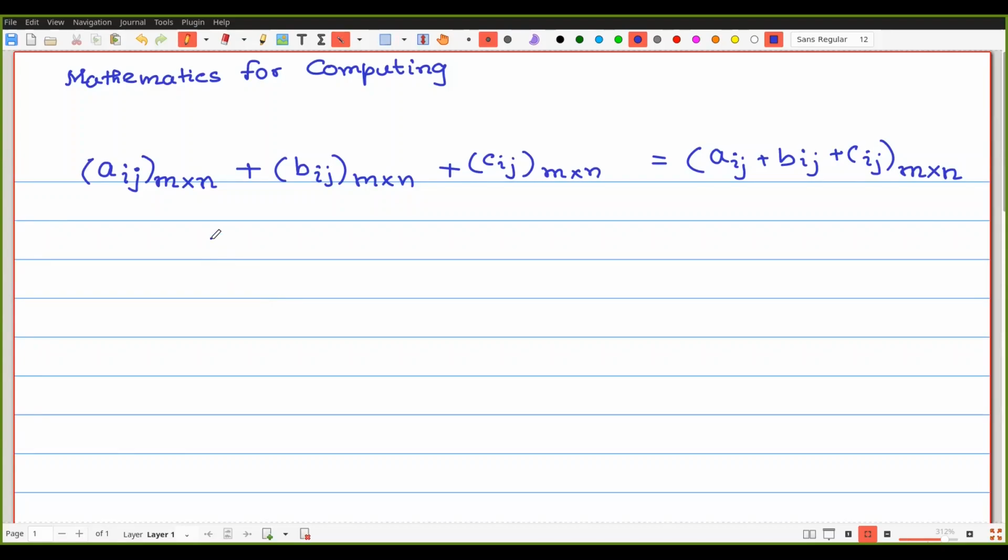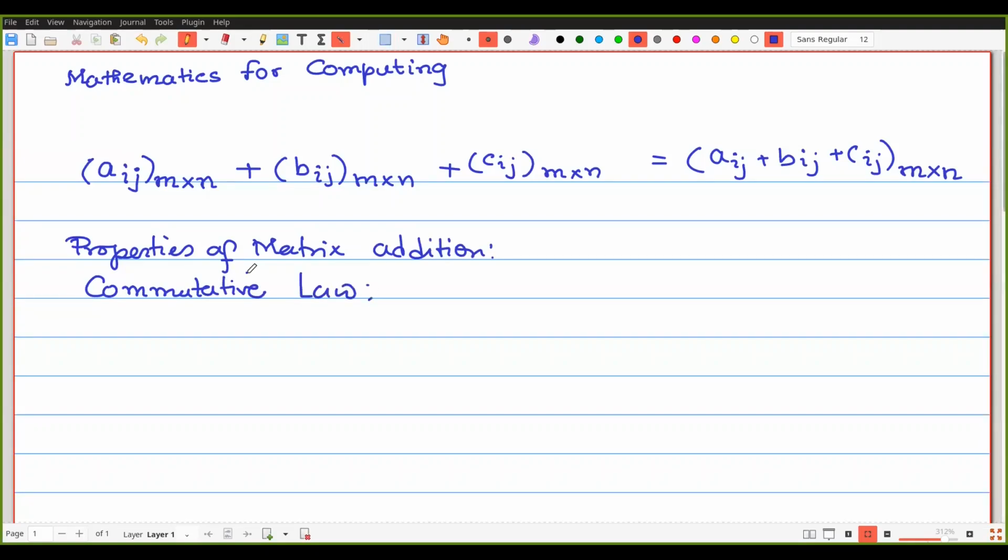Next, what are the properties? Properties of matrix addition. The very first one is called the commutative property or commutative law. What is a commutative property? Suppose we have any normal number system, say 1 plus 2. In any normal number system, the sign is called addition.